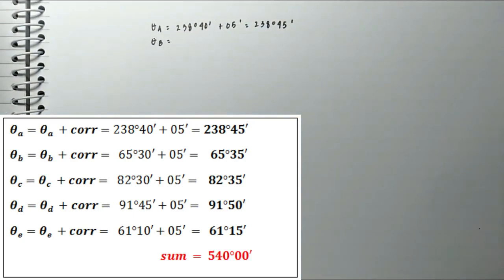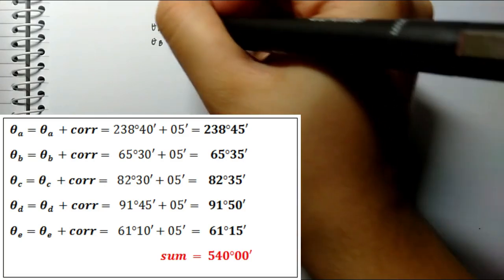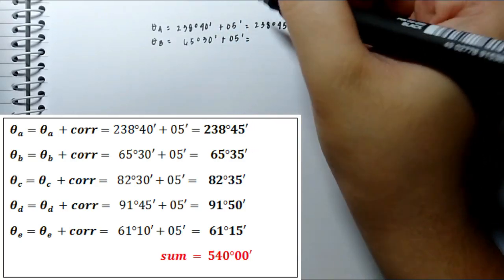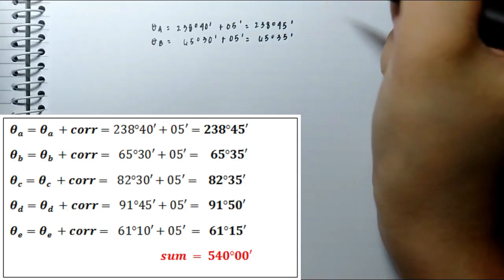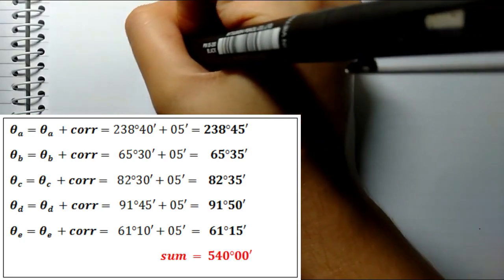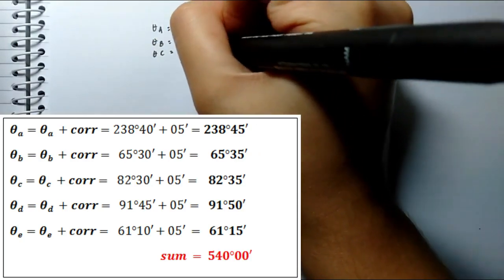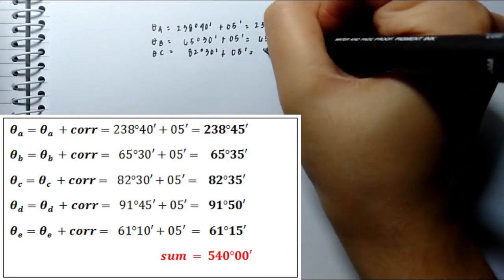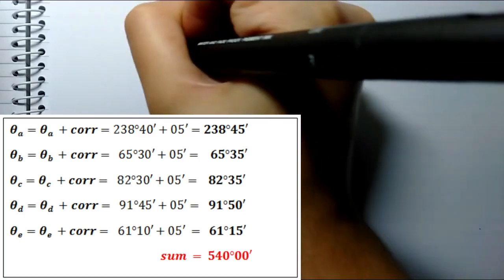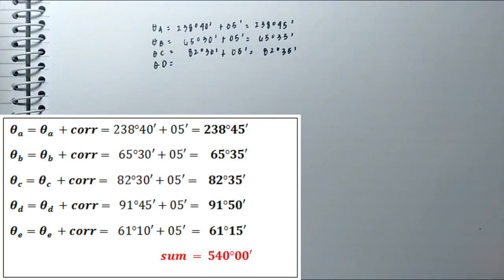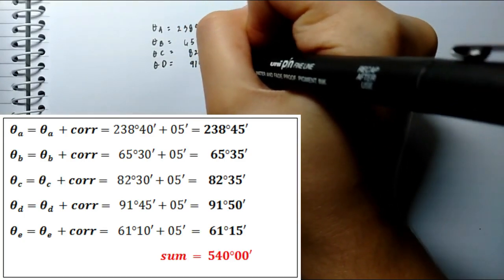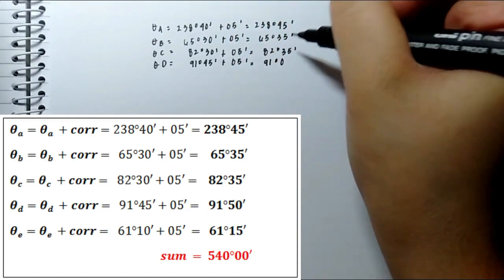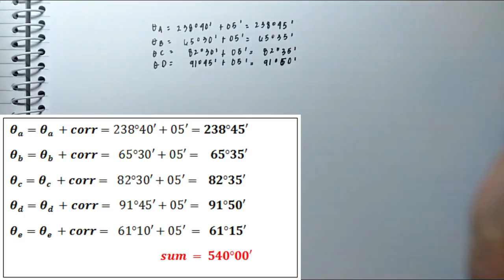So, next is for station B. So, that would be 65 degrees, 30 minutes plus 5 minutes. So, ang answer ay 65 degrees, 35 minutes. Next is for station C. So, 82 degrees, 30 minutes plus 5 minutes. That is 82 degrees, 35 minutes. So, station D, 91 degrees, 45 minutes plus 5 minutes. So, that is 91 degrees and 50 minutes.